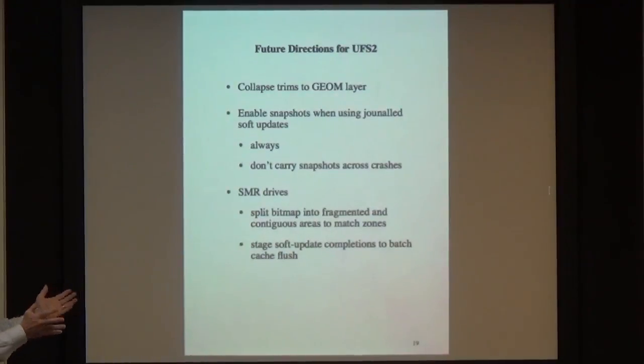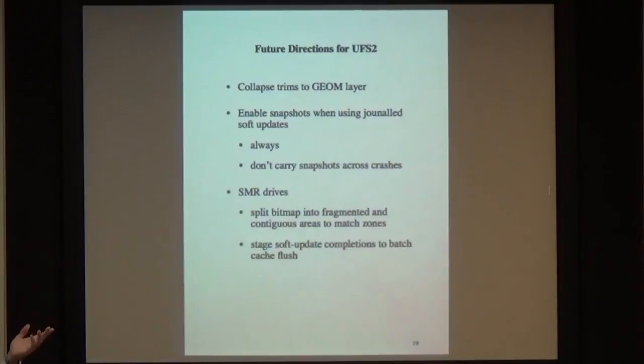Netflix has these boxes out in the field, and they need UFS. They do not need ZFS on those boxes, because they need it to be very highly performant. And they don't care if the disk dies, they just put in a new disk and download the same material onto it. So they don't need the reliability, and they do need the speed. So there's going to continue to be a place for both of these file systems for the foreseeable future.